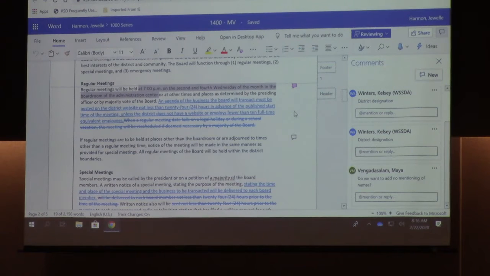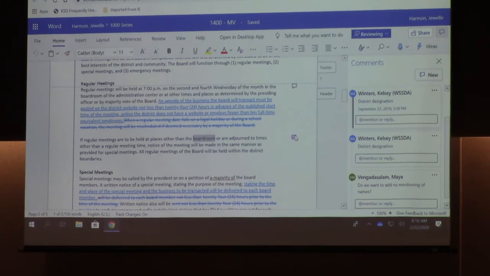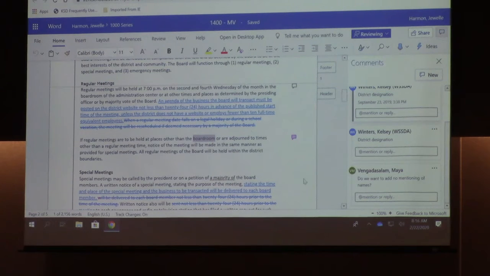So it talks here about our regular board meetings and the times. And one of the comments here was about not mentioning names of individuals, I'm assuming, for that comment. And then the second comment here.